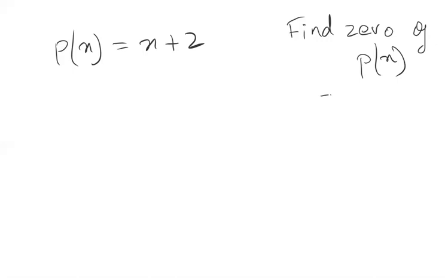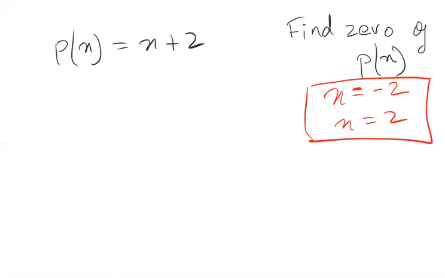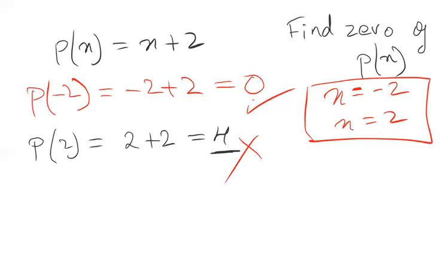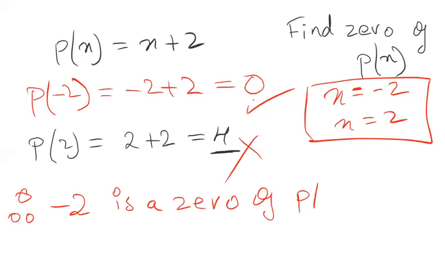We won't write it like this, but we will say it. So we put in the first value. P of minus two first. Okay. What will come? Minus two plus two. Zero came. That means this is a zero. This is correct. The first one is correct. Now let's put the second one, P of 2. I'll get 2 plus 2, I'll get 4. Is this giving a 0? This is not giving a 0, so this is not a 0. So the correct answer, how will we write it? Therefore, minus 2 is a zero of P of X equals X plus 2. This is your final answer.